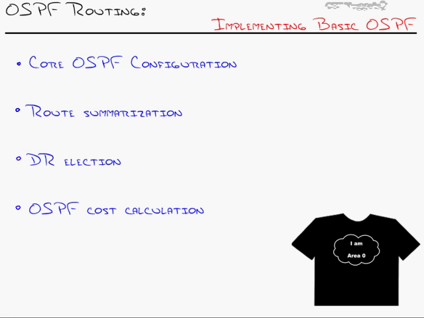So this nugget is going to be dedicated to implementing not so basic OSPF. In that, we're going to talk about, of course, the basic core implementation, a lot from CCNA, so it'll act as a good review from there. But then we're going to step it up rather quickly into route summarization, multi-area environments, influencing DR election, and then adjusting the OSPF cost calculation. We're going to do it all in a GNS3 lab format.